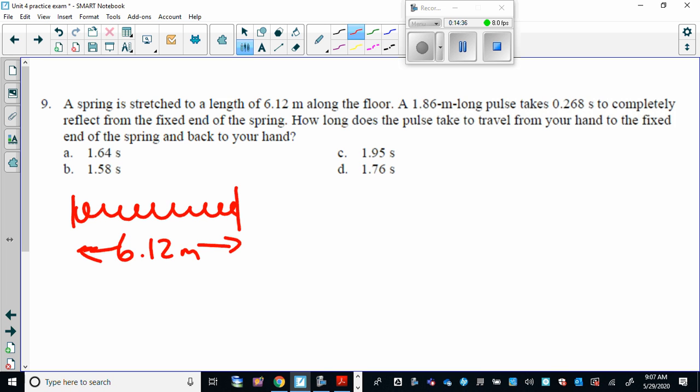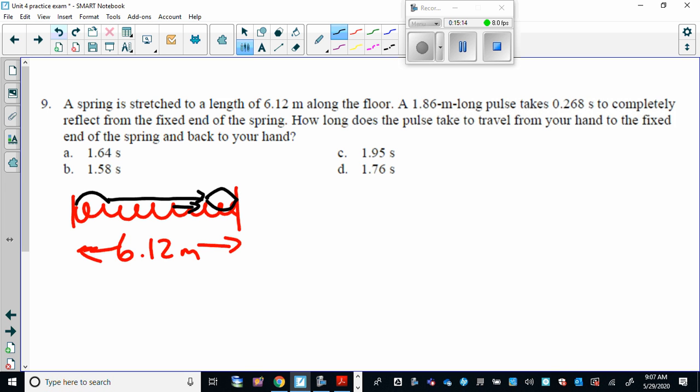Now, what that means is it's not that the pulse takes 0.268 seconds to go there and back. No, that's not it at all. When it says it takes 0.268 seconds to completely reflect, what it means is, here's your pulse, and it travels this way, and then it hits here, and it's a fixed end of the string, so what's it going to do? It's going to invert when it comes back. So it'll be inverted when it comes back.